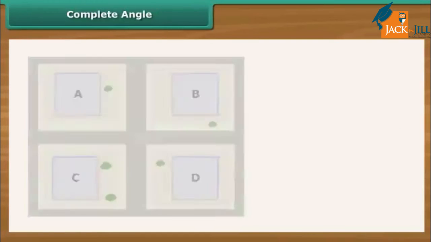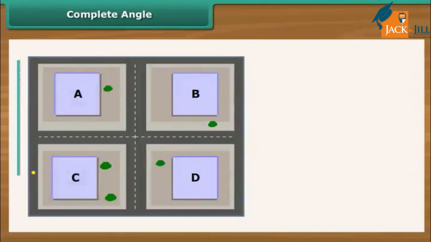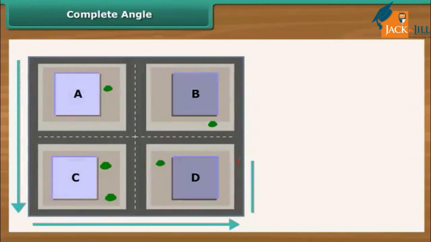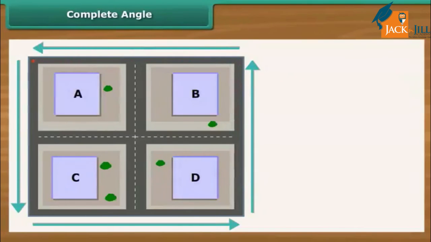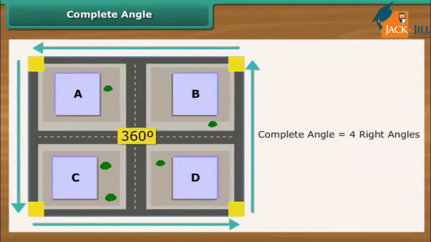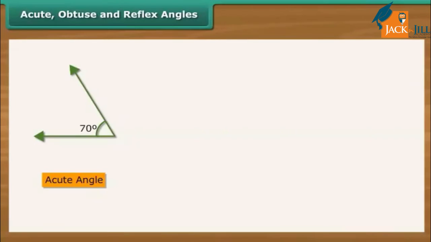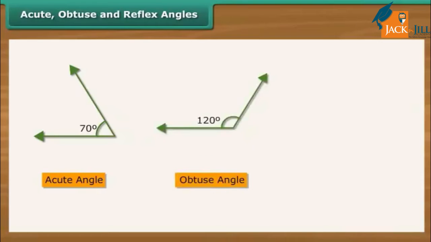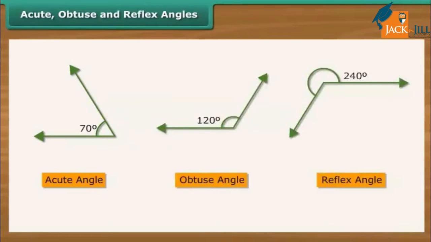Complete angle. Let us take a second look at the first route that Rajiv takes for jogging. He jogs from pocket A to C to D to B and then back to A. In a single round, he covers 4 right angles. In other words, he covers a complete angle of 360 degrees. Acute, obtuse, and reflex angles. There are 3 more angles. They are acute angle, obtuse angle, reflex angle. Let us look at them one by one.